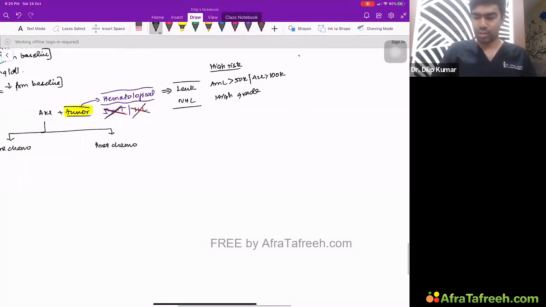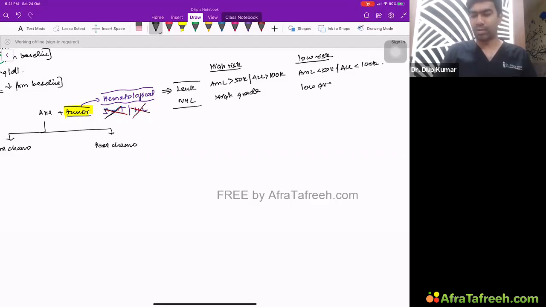And low risk, typically, AML with count less than 50,000 or ALL with less than 100,000 count, low risk, and low grade lymphomas, including multiple myeloma.